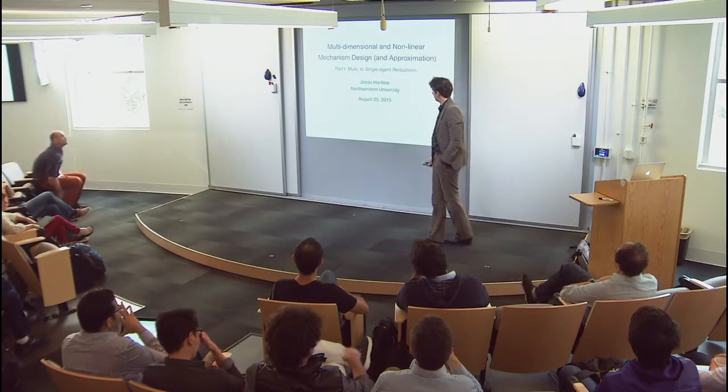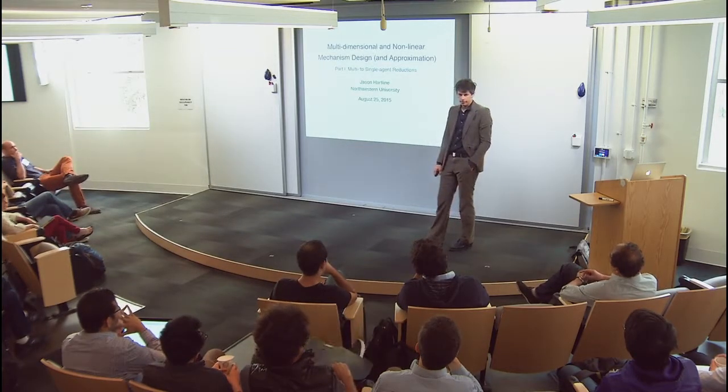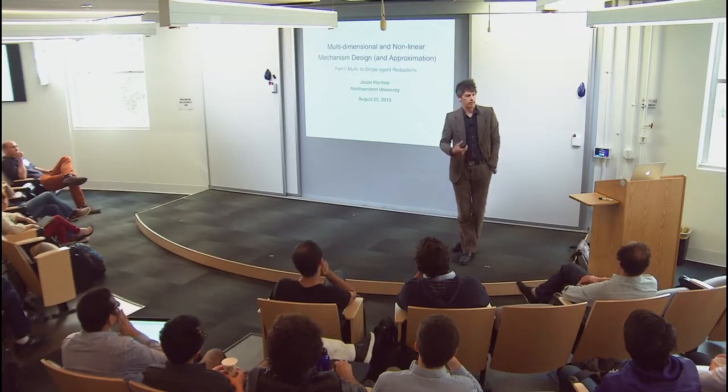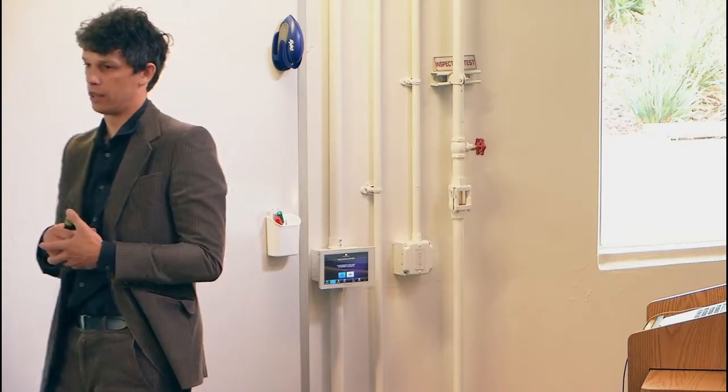This series of 2 talks will be on multidimensional and nonlinear mechanism design, and I'll give some application to approximation at various points in the talk as well. Today I'm going to focus on one perspective you can take on this problem, which is to understand the problem modularly. In other words, how do you construct multiplayer auctions from single-player auctions? So it's going to focus on multi to single agent reductions and what we can learn about the structure of good mechanisms from the way that the multiplayer mechanisms interact with the single-player mechanisms.